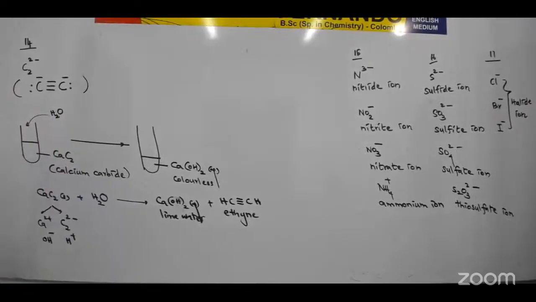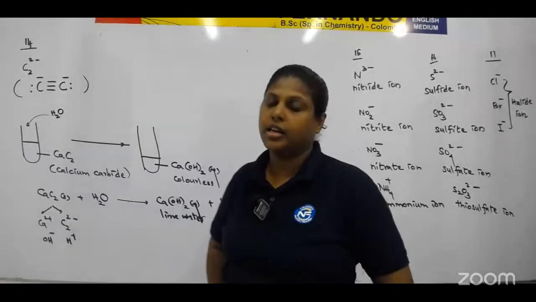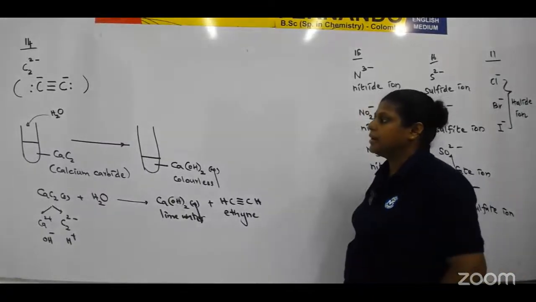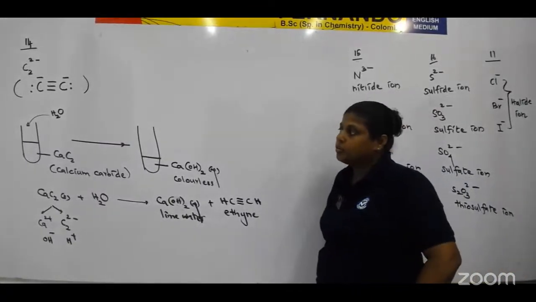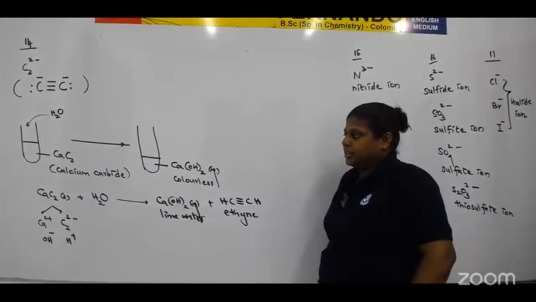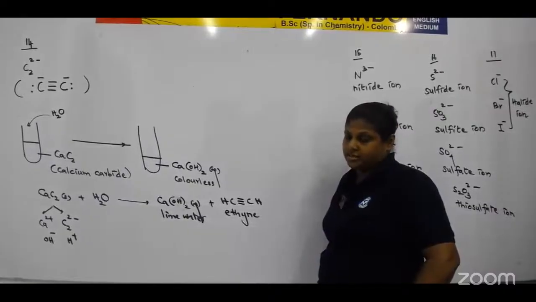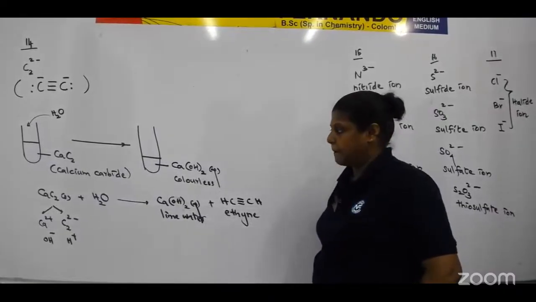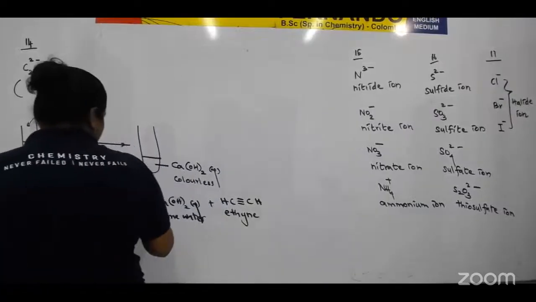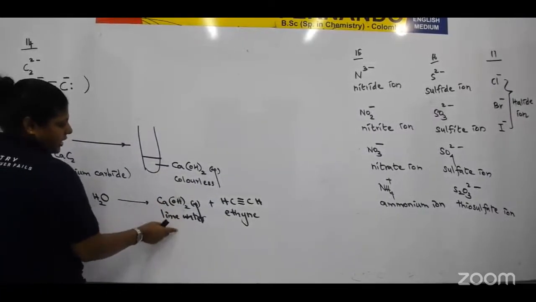Not only just carbide, with the carbide, water. So when carbide and water react with each other, giving ethyne. So ethyne stimulates ripening of fruits, for ripening purposes. Then now we have colorless calcium hydroxide solution.